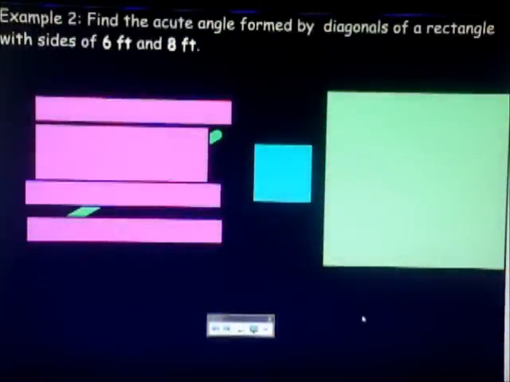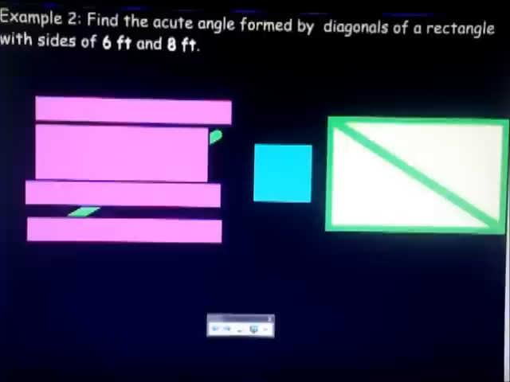Example 2. Find the acute angle formed by the diagonals of a rectangle with sides of 6 feet and 8 feet. Underneath this green box is my picture of my rectangle. I want to put the numbers about where they would belong. The longer side should be 8 feet. The shorter side should be 6 feet.